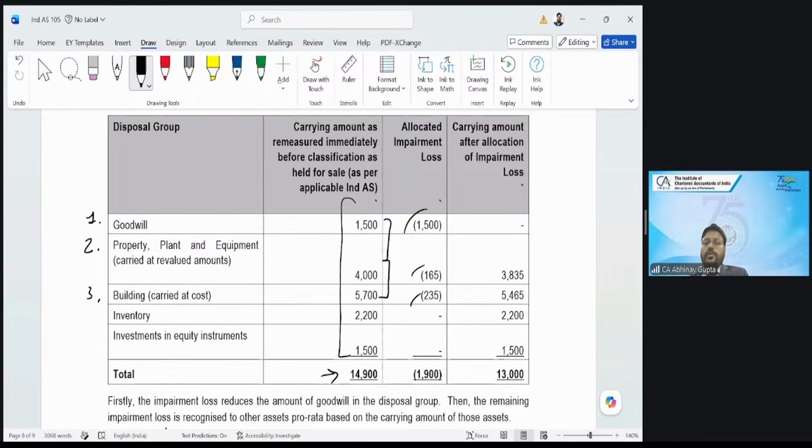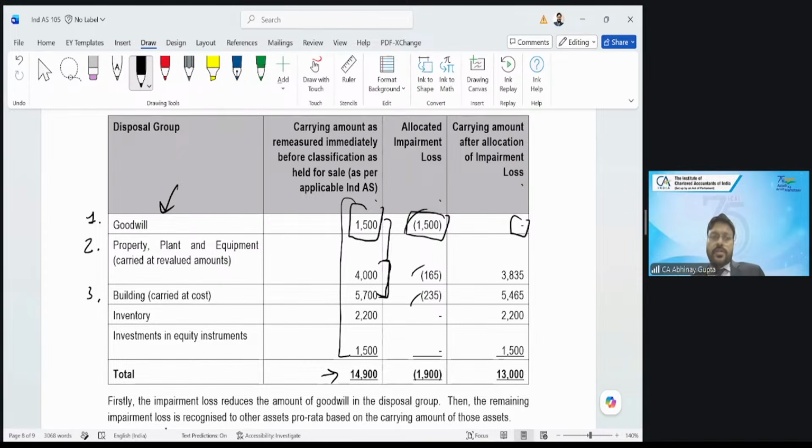Now the only rule is, because among these three items, one item is the goodwill, right? So goodwill is always eliminated first in full, right? Only the remaining loss is pro rata. Had it been some other asset other than goodwill, then the pro rata would have been in the three ratios. But since we have the goodwill, and the rule with goodwill is that it will always be eliminated in full first, goodwill will be given a first preference. So 1500 out of the 1900 will be allocated here, right? And goodwill will be 0. Now the remaining two assets would only get the pro rata allocation of the impairment loss.